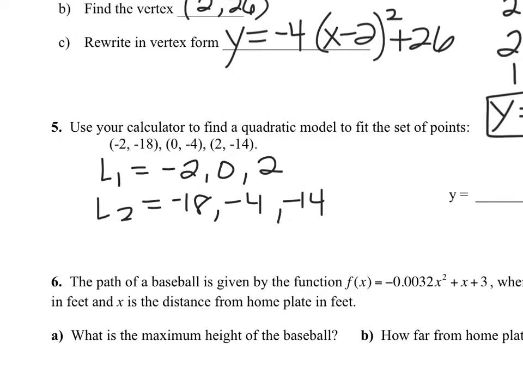So let's do that. And this one's going to turn out perfect. You know how all those ones we did before were decimals and gross? This one's going to be really nice. So go to Edit and clear your lists. And then we'll put in -2, 0, and 2 for the L1. And -18, -4, and -14.